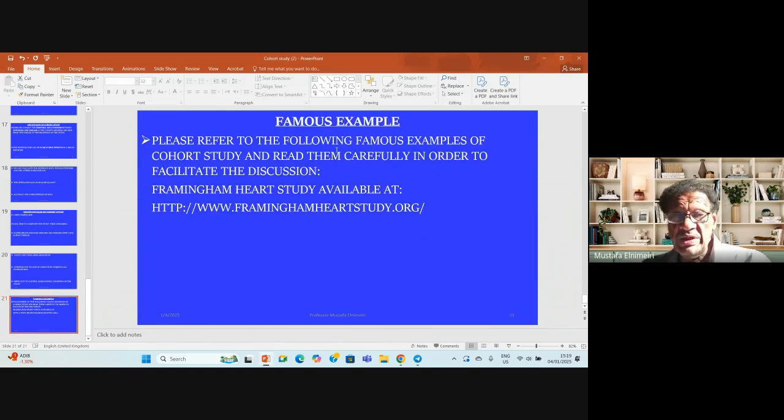There is a famous example which you can refer to, which is considered the first cohort study design, and we can look at the results that they have obtained: the Framingham Heart Study, available at this website address.